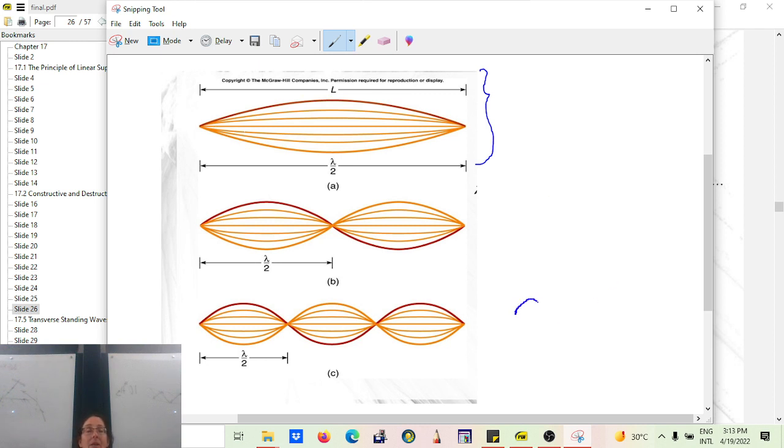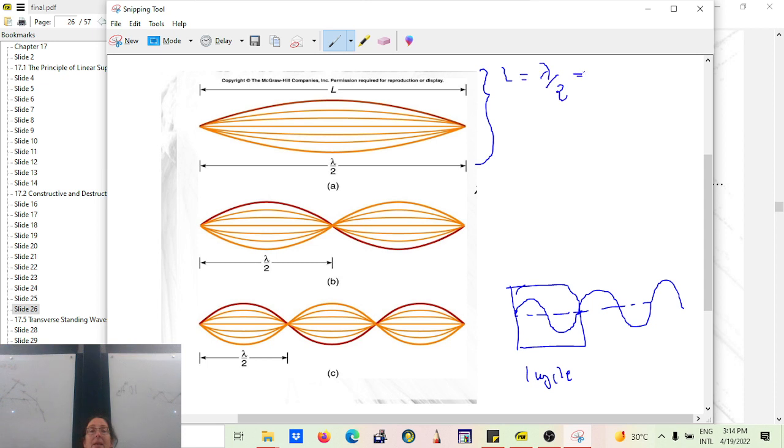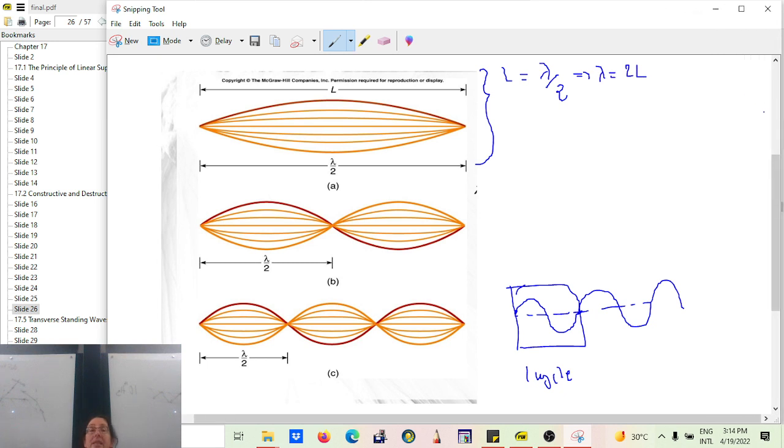So remember, when you have a wave, a full wavelength will look like this, right? So the first harmonic, you have just one bump. That will be the first thing you can make as a standing wave. So how many of a wavelength do I have here? Half. So the length of your guitar string is half of a wavelength, yes? So you can say that your wavelength is twice the length, yes?